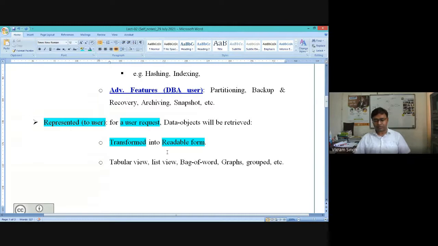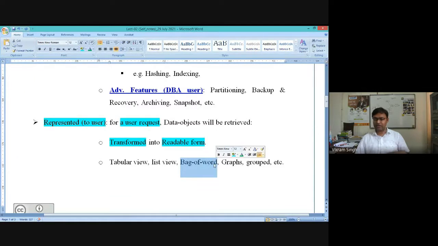Transformation of the data. Whenever this data is available to you in readable form, there could be various ways of showing the data to a user, right? In most cases it is a tabular view. Most of the time the data appears to you in the form of tables, right? Like if you look for your results, they will usually appear in some sort of table. The column names are placed on the top, and for each column the values are given to you, right? Sometimes it appears in the form of a list also, where the information or data objects are listed.